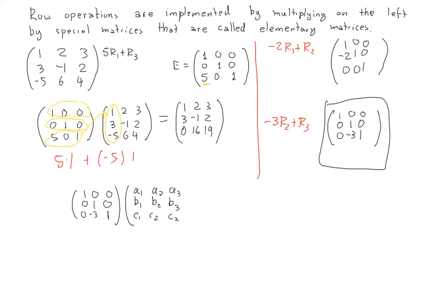Ask yourselves, first of all, what do you expect to get when you implement this operation? And the answer is you expect to get the third row replaced by negative 3b1 plus c1, negative 3b2 plus c2, negative 3b3 plus c3, right? That's what this operation is all about. So let's see what happens when we multiply these matrices. So multiply the first row by each of the columns of the second matrix, and you will simply get A1, A2, A3, right? Excuse me.